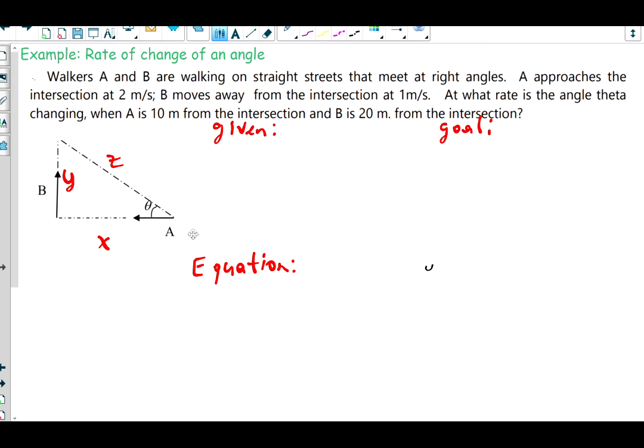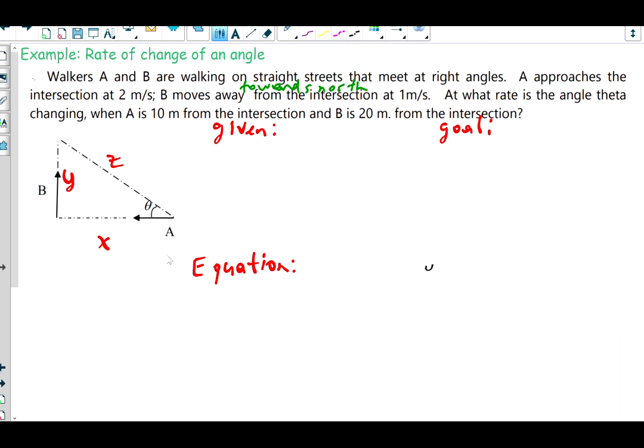In this situation, we have two walkers. A is walking towards an intersection at a rate of 2 meters per second, whereas B is moving away from the intersection, going towards north. So maybe I'll add it's going north, at a rate of 1 meter per second.